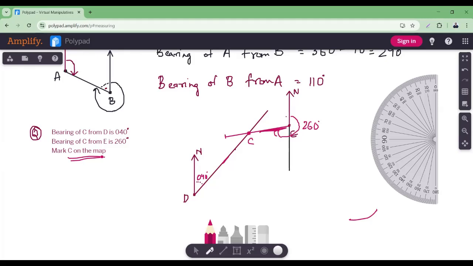I think you found this interesting. Go ahead and solve some problems on bearings to get used to the concept a little bit. Then I'm sure you're going to master that topic as well.